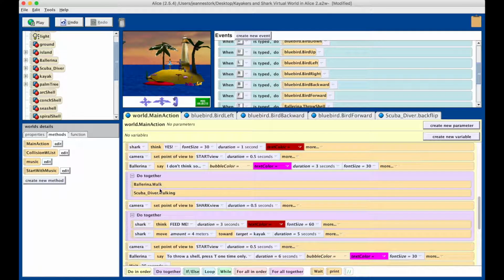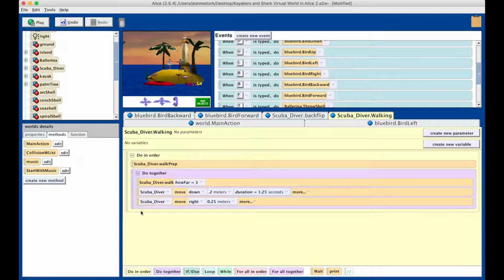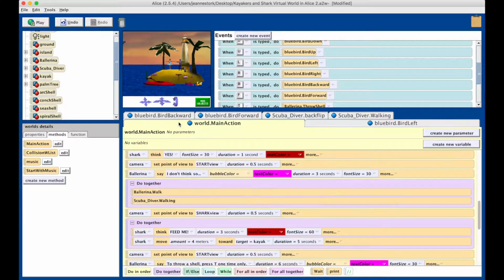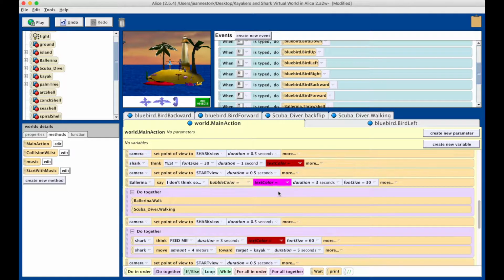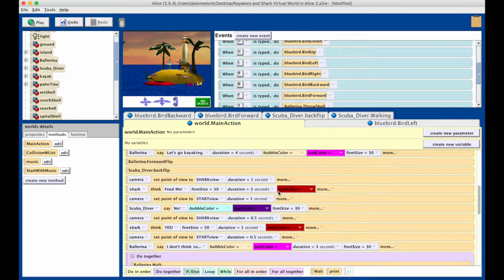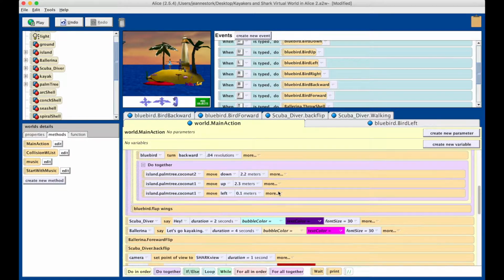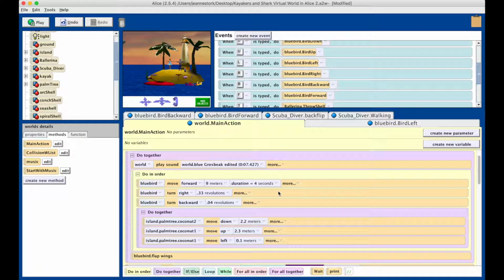The scuba diver has a built-in walking function. The ballerina, I had to teach how to walk. In both cases, I had to make sure that they walked along the surface of the island to the best extent possible. The island curves down. It's not a flat surface. So without some careful work, they either walk into the sand or out into the air. I learned through trial and error.